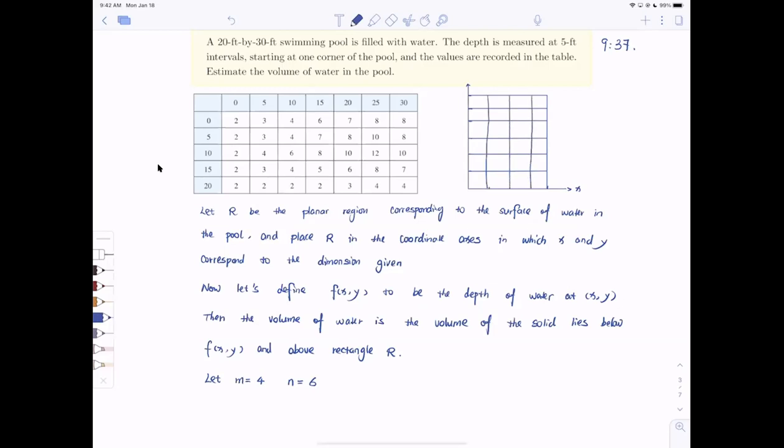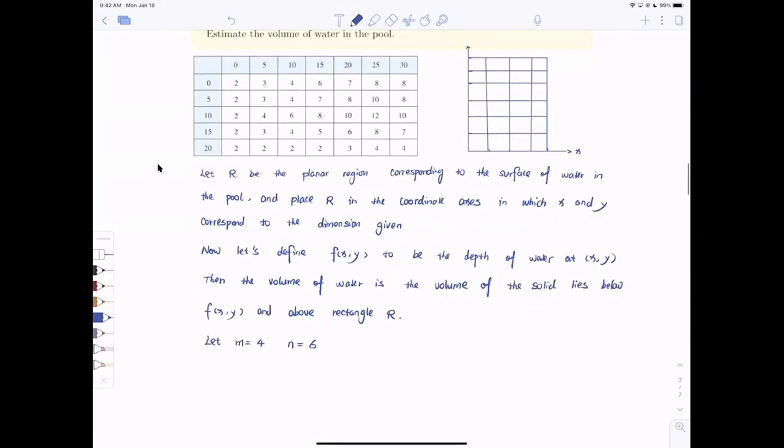It's not perfect, but you know what I mean. Okay, it's really uneven, but yeah. And then I want my sample point to be, let's say, the upper right corner.